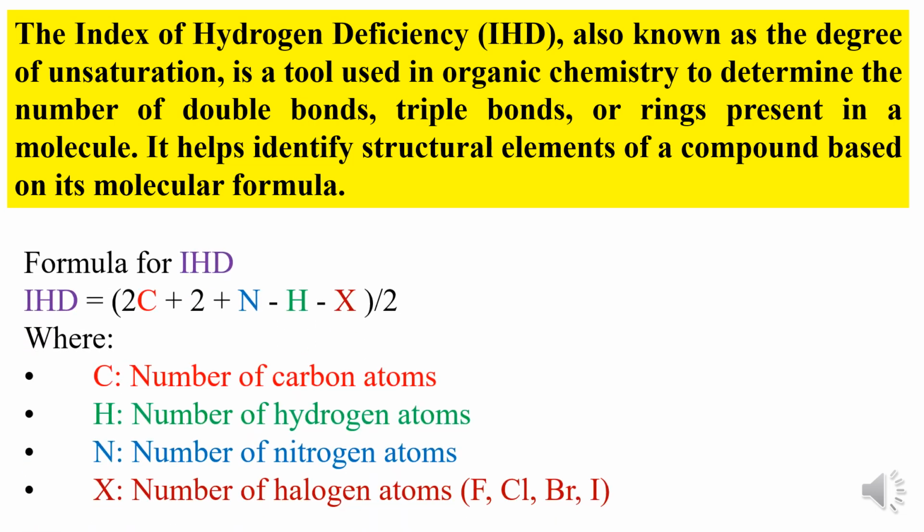Now here's the formula for calculating the IHD, where C represents the number of carbon atoms, H is the number of hydrogen atoms, N stands for the number of nitrogen atoms, and X represents the number of halogen atoms present in the given molecule.